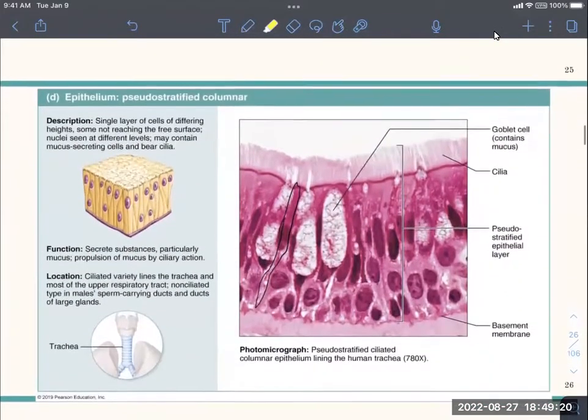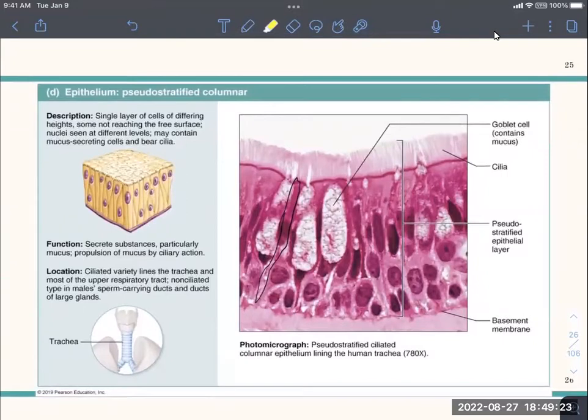So here, this is pseudo-stratified columnar epithelium. In general, they have this columnar shape. They're tall. They have the cilia on the top, so they're that ciliated, but their nuclei are all different levels, and they're kind of all over the place. They also contain goblet cells. These are individual cells that secrete mucus. So we have goblet cells throughout, usually pseudo-stratified or columnar epithelium.